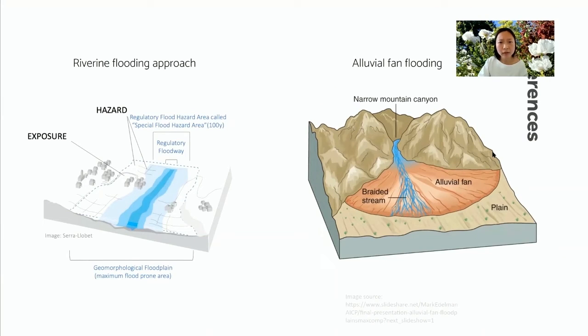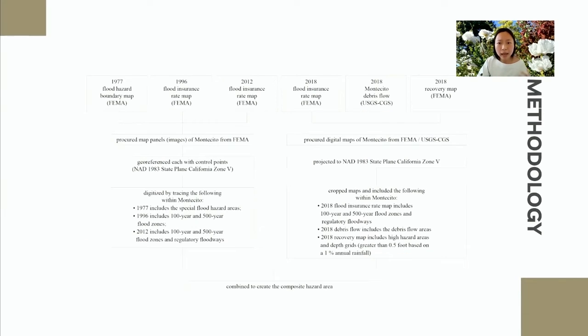Another issue here is FEMA utilizes clear water models based on the riverine flooding approach. And that's different from the typical alluvial fan flooding that repetitively happened in Montecito. These alluvial fan flooding features constant migration of flow paths as well as channels through a process known as avulsion. And these cannot be robustly represented in the FEMA flood maps that are based on clear water models. And with that in mind, we compiled FEMA flood maps over time and compared them with the actual debris flow that happened in 2018.